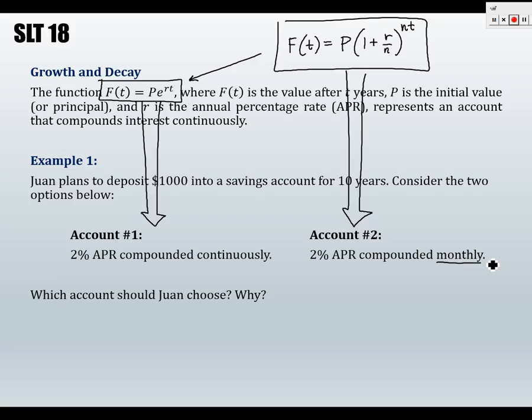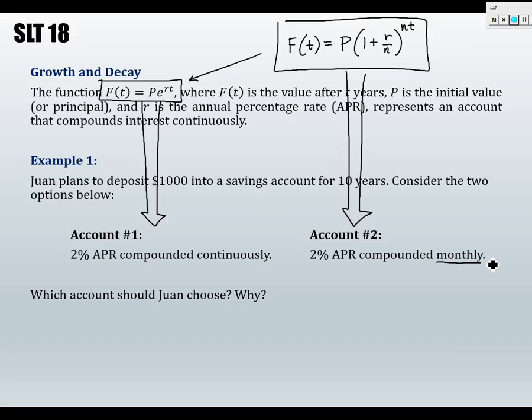Okay. Keep in mind in these formulas that all letters are not equal. E will never take on a different value. It will always be this number we just introduced today. And again, it's on your calculator. Hopefully you are using that button. Have you figured out where it is? Yeah. Okay. Good. So which account should Juan choose?